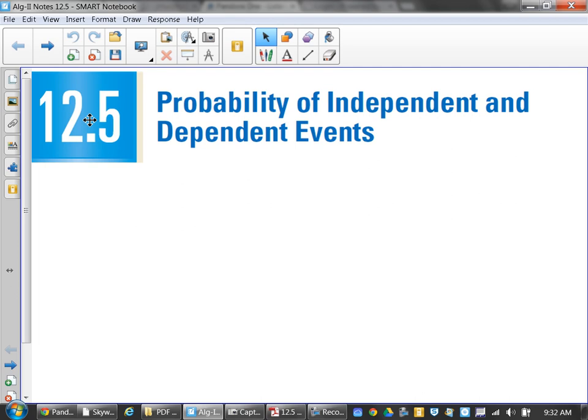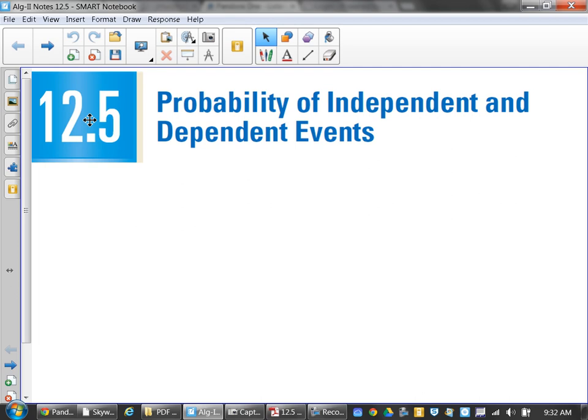Anyway, let's talk about probability of independent versus dependent events. You've actually worked with a little bit of this already without knowing you were doing some of this stuff. It is not a horribly difficult topic to look at. Basically, if I'm going to roll a normal 6-sided die, there's 6 possible outcomes. So the probability of me rolling a 2 is 1 out of 6.